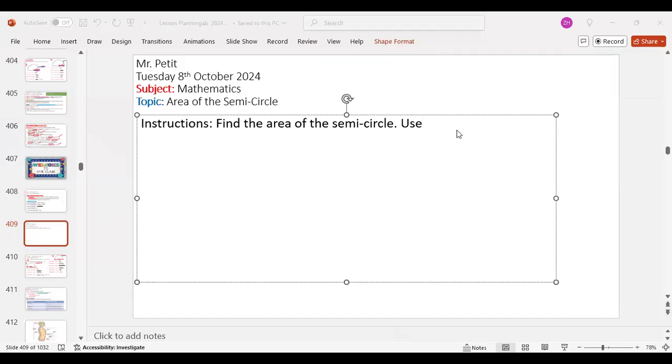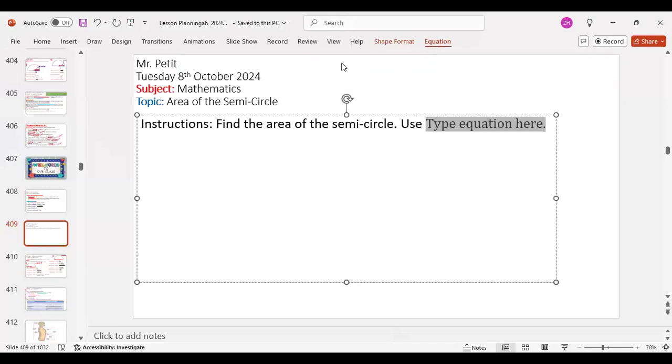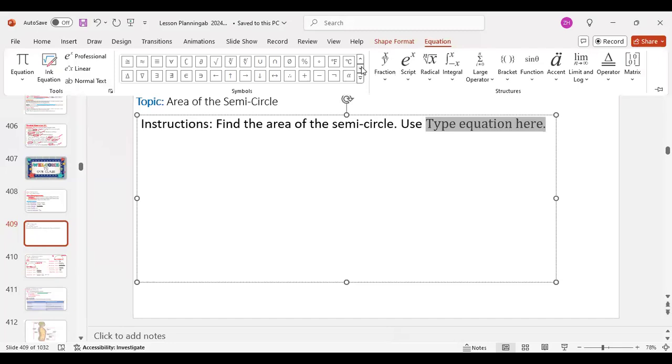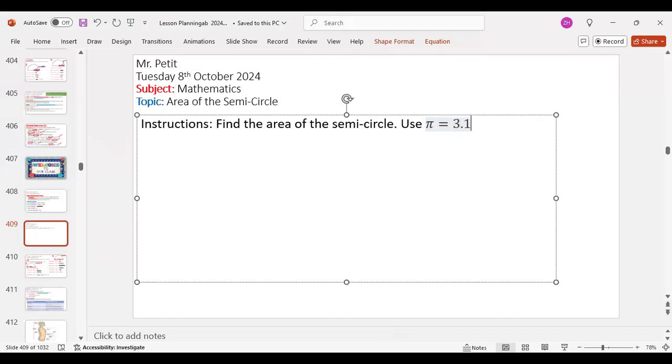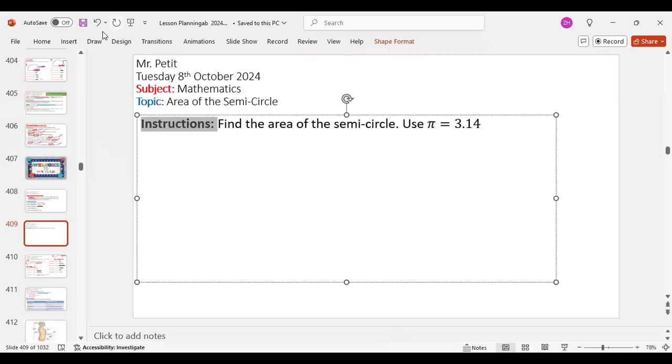Where's Ronald? Ronald, can you hear me? Ronald, I can't hear you. Ronald, are you there? Pi is equal to 3.14. And Destiny, can you hear me? Yes, I can.